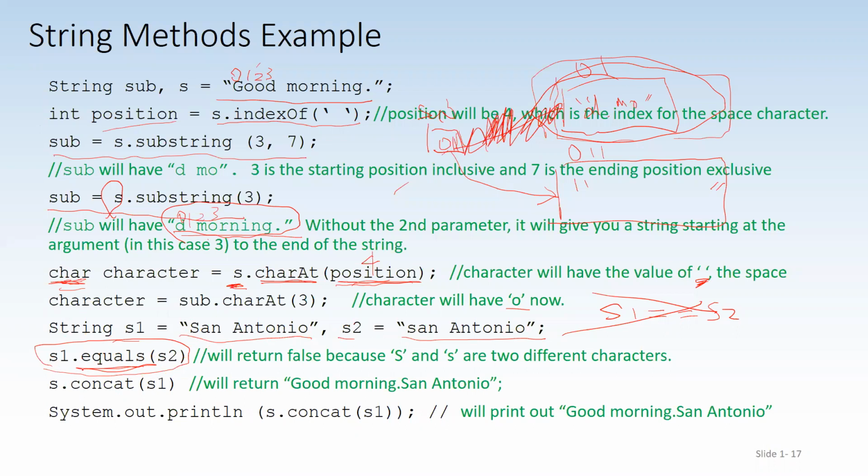And think about it, they are not equal. Why? Because this is uppercase, this is lowercase. Java is case sensitive. The ASCII characters are case sensitive. So this will return false.